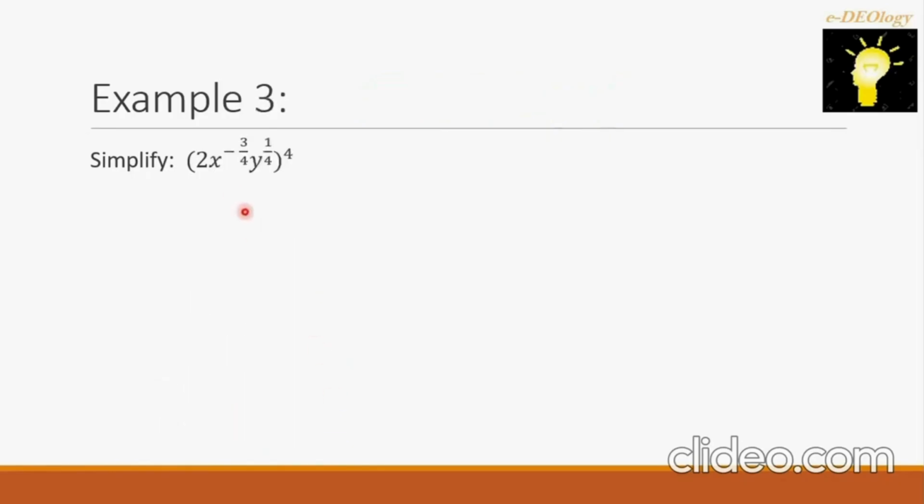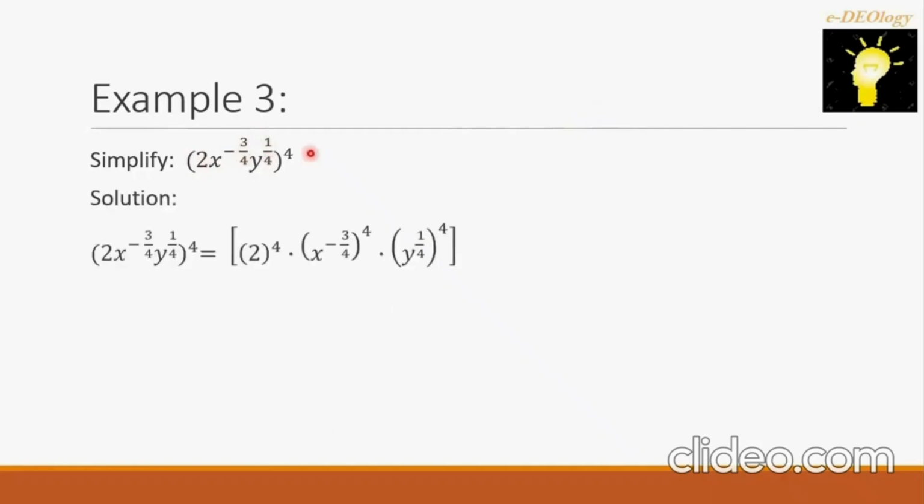Let's have example 3. We have the expression 2x raised to a negative exponent, negative 3 over 4, and then y raised to 1 over 4, and the whole expression is raised to exponent 4. So at first, what we'll do here, I will copy this problem down here. So this exponent 4 outside, I'm going to distribute to each variable inside.